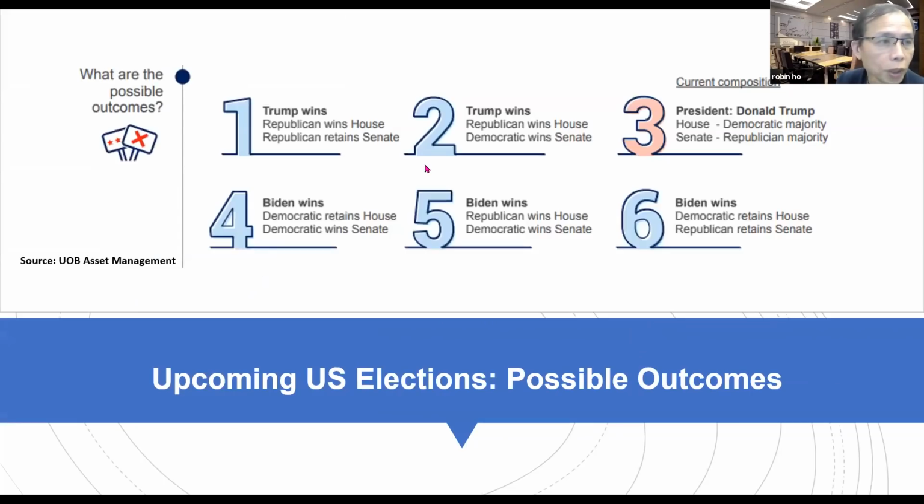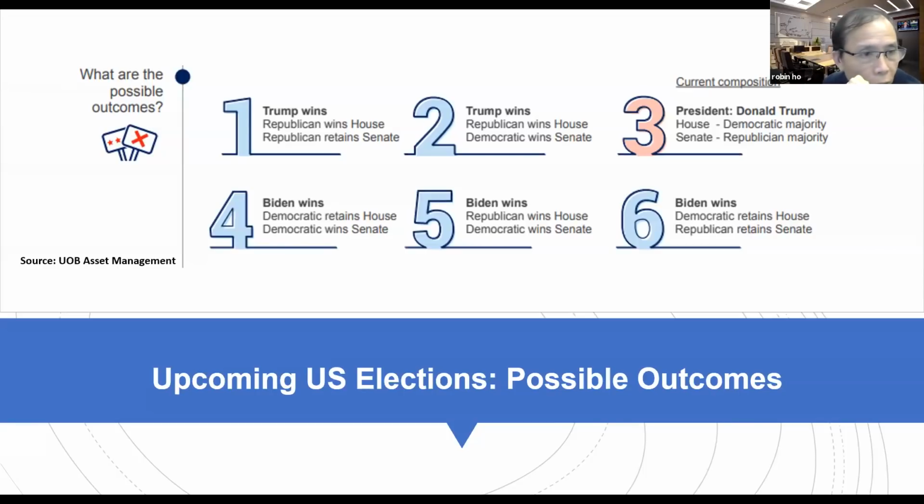Let's go. For the US election, these are the possible outcomes. First scenario: Donald Trump wins, Republicans win the House, Republicans retain the Senate. So technically nothing changed. Second scenario: Donald Trump wins, Republicans win the House, Democrats win the Senate. The third scenario: Donald Trump wins, the House has a Democratic majority, and the Republicans keep a Senate majority, and that is the current composition.